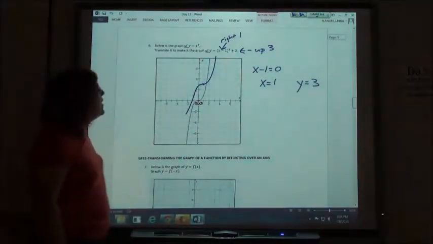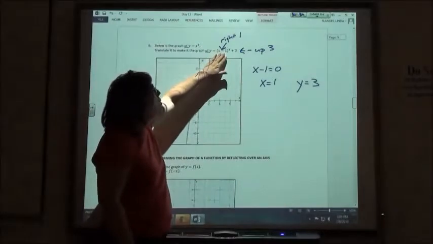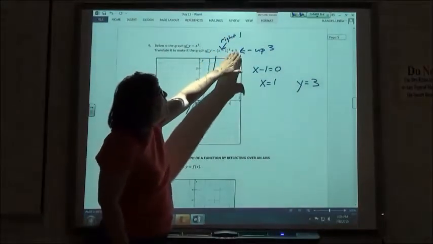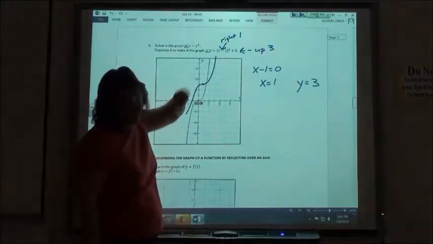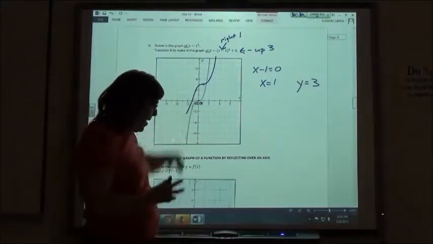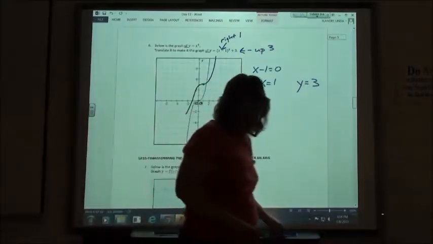So on my horizontal and vertical translation, horizontal, it's the opposite because I end up moving the number over. Vertical, whatever that number is on the end, that's going to move that center point up or down, up if it's positive, down if it's negative.